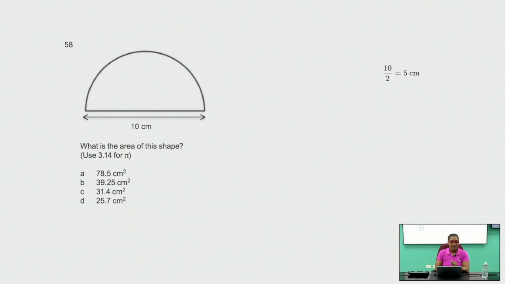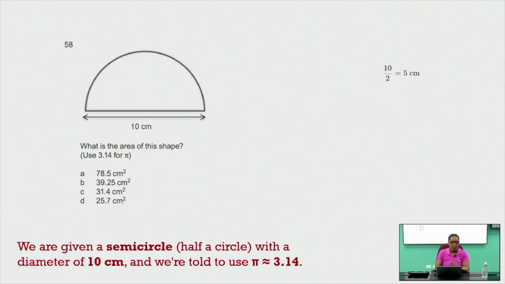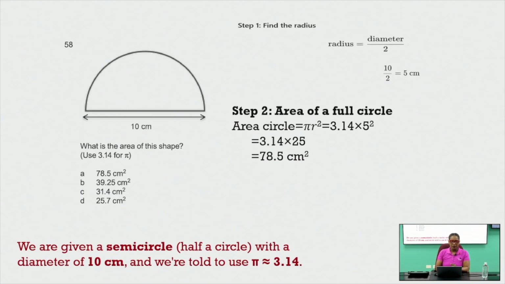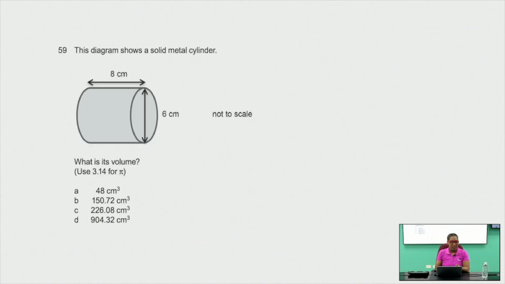58, and we're asked to find the area of this shape. This is a semicircle, and the area of a circle is pi r squared. And since this is half of the circle, we'd find the area of the entire circle divided by 2, which gives us 39.25 square centimeters. And that would be option B.